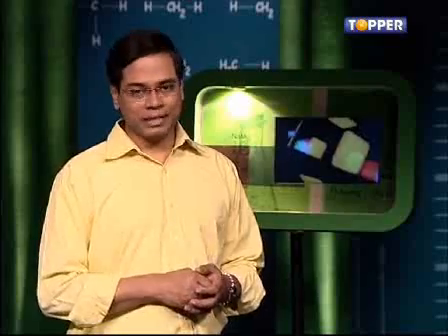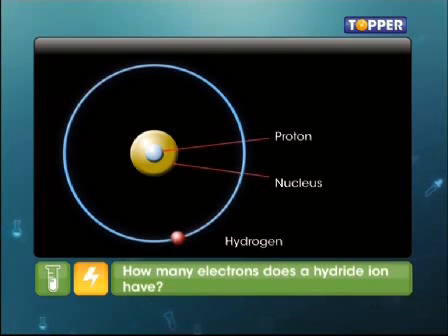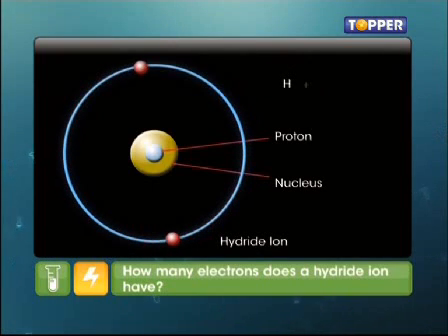But let's pause a bit here because we have a caller online. Hello sir, I am Sveksha and I would like to know how many electrons does a hydride ion have? That's a very good question. Let me answer. The atomic number of hydrogen is 1. It has 1 electron. Hydride ion has 2 electrons and is denoted by H-. So I hope you have got the answer.